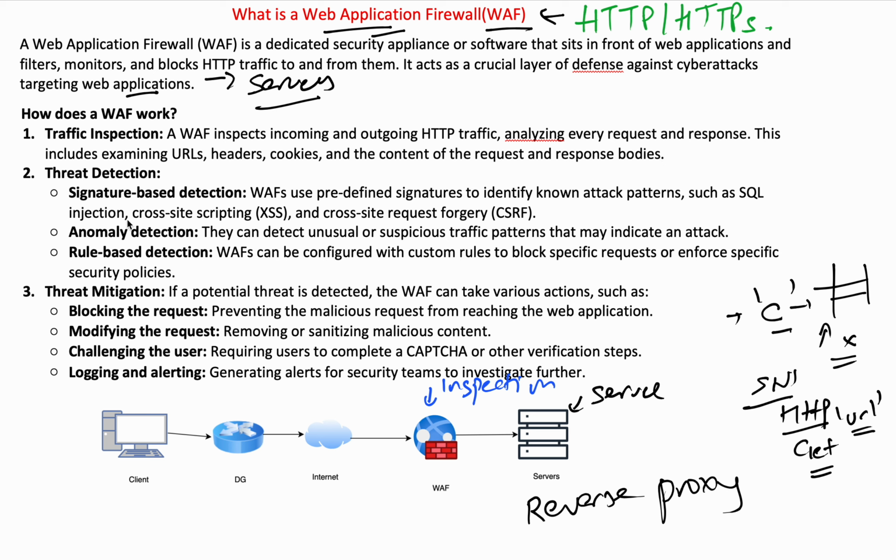And it inspects the packets. Then we have threat detection. So signature-based threat detection: we basically use predefined signatures to identify attacks such as SQL injection, cross-site scripting, and CSRF. Just like how IPS works, it will have some signatures fetched to it. Every packet that comes, it will check on the basis of that signature. If it matches, the packet will be dropped.